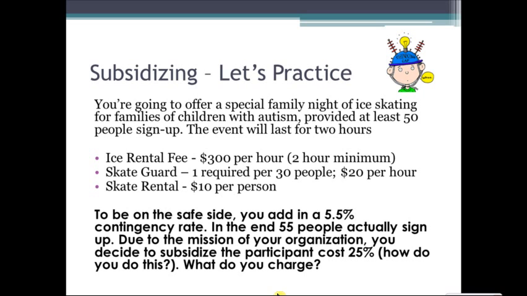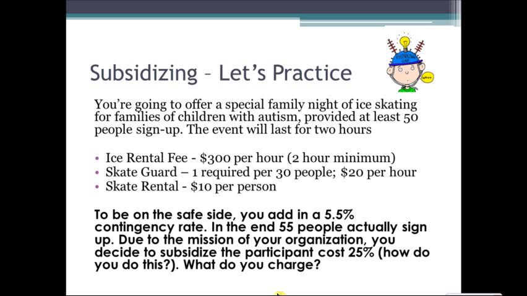Now, this here is a bit of a red herring because we really don't care, when we're setting the price, how many people actually sign up. We do care, but we're not going to know that when we're setting the price. So we're going to pick a number to set the price on, and that's going to be our minimum number of participants. In this case, that's 50. So the fact that 55 people actually signed up is a bit of a red herring when we're talking about setting the price.